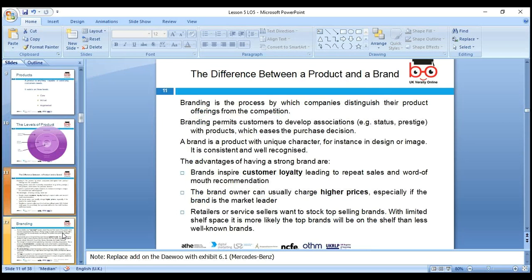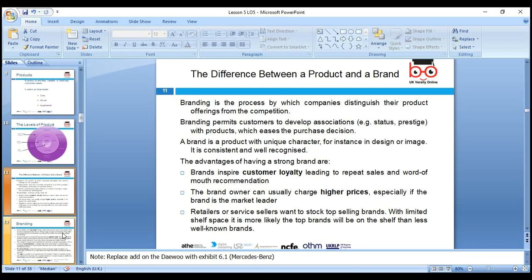First, we'll go to the brand and the branding. A brand is a process by which the company differentiates themselves and their product offering from the competition. Brand permits the customer to develop association, status, and prestige. When you're wearing Nike shoes, clothes and other products, or using L'Oreal products for women, especially perfume and various other products, even for males as well, we can look around which affects the purchase decision.